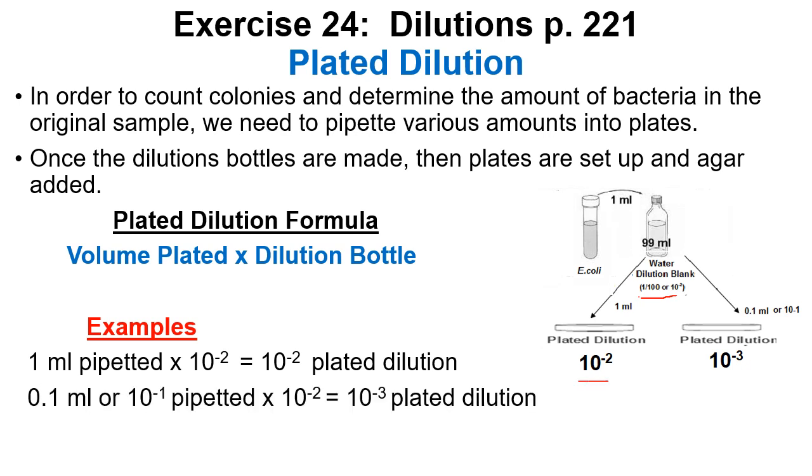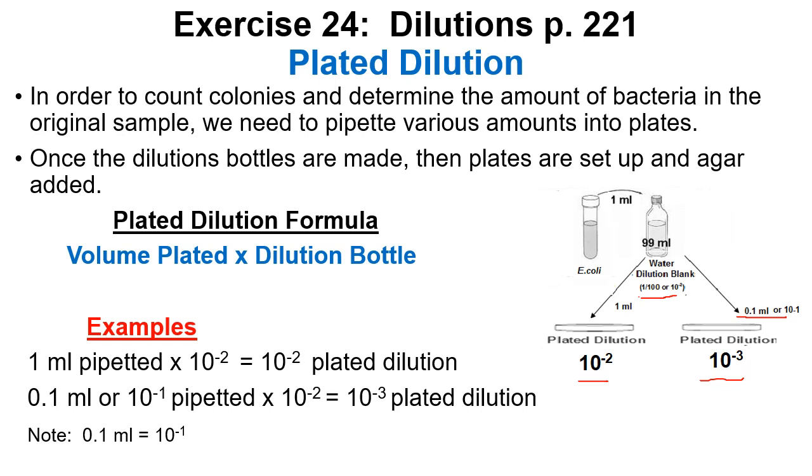Another example is if we plated 0.1 mil. So we'd pipette 0.1 mil, we'd draw that up into the pipette, and we'd take it out of the same bottle. So now we have 0.1 mil. Recall that 0.1 mil is the same as 10 to the negative 1. Again, when we multiply exponents, we add them. So 10 to the negative 1 times 10 to the negative 2, where 10 to the negative 1 is from the pipette and 10 to the negative 2 is from the bottle, gives us our plated dilution at 10 to the negative 3.